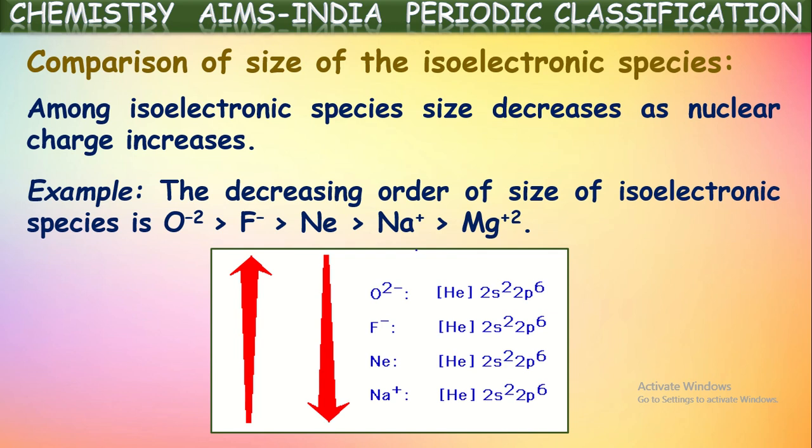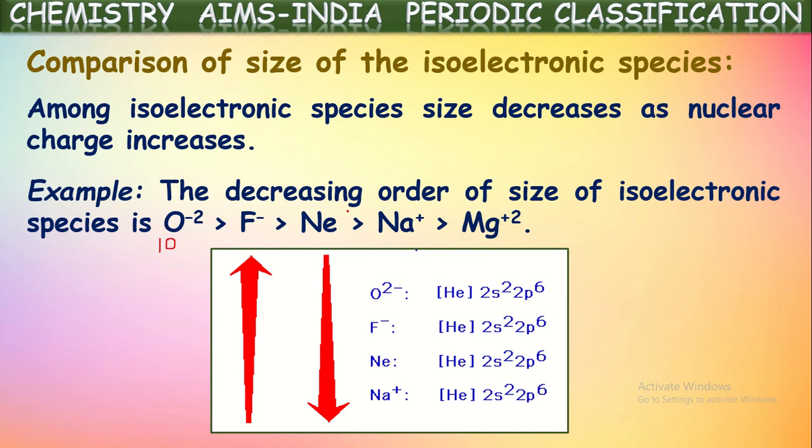For example, the size order for some isoelectronic species is shown here. Let us observe it. If you observe these all, F minus, O minus 2, F minus, neon, Na plus, Mg plus 2, they contain the same number of electrons. For example, if you see oxygen, we know atomic number of oxygen is 8. It will generally have 8 electrons. As it has -2 charge, it means it gained 2 electrons. Now the total number of electrons becomes 10 for this.